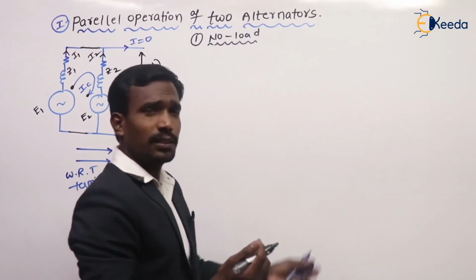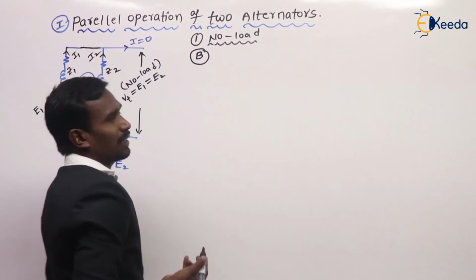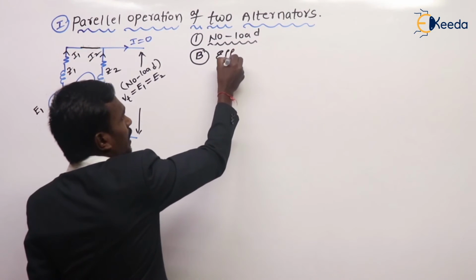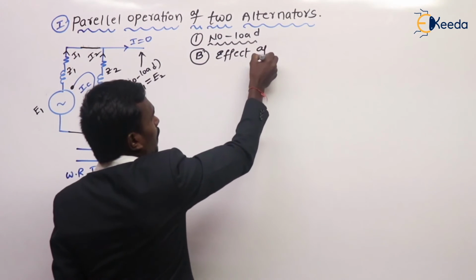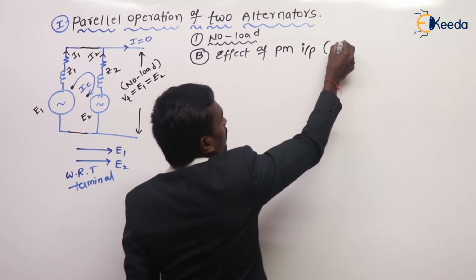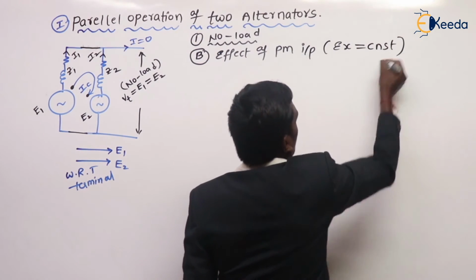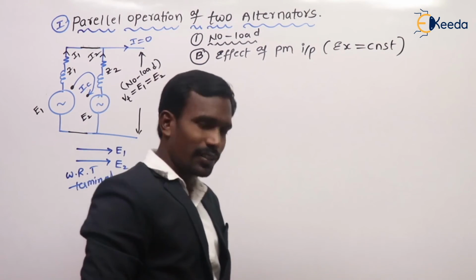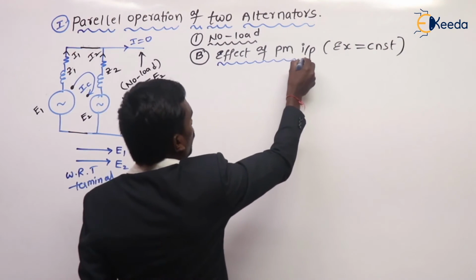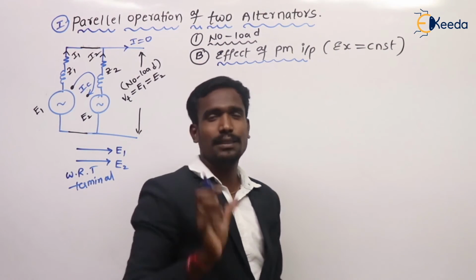We are going to discuss, when two alternators operate in parallel under no load condition, the effect of prime mover input when excitation is maintained constant. When my excitation is constant and I am changing my prime mover input, then what happens to the parallel operation set? Let's see here.